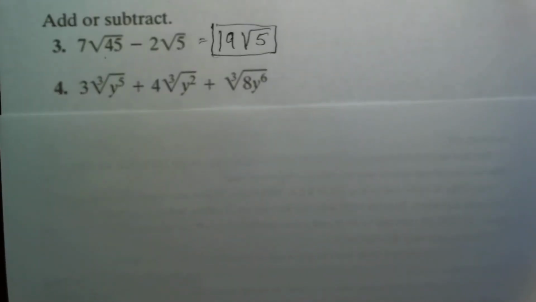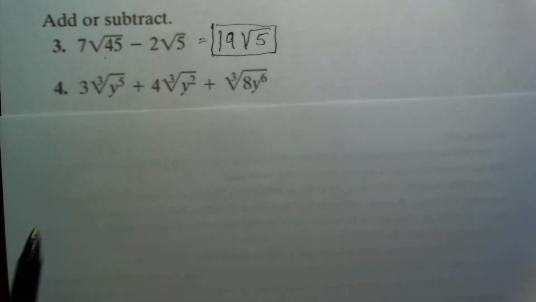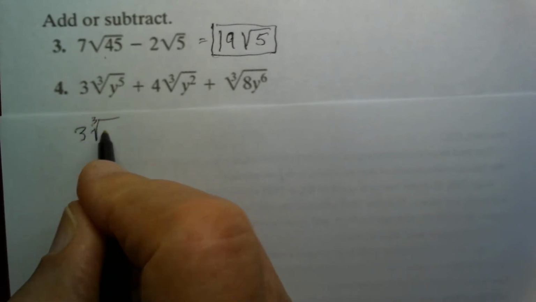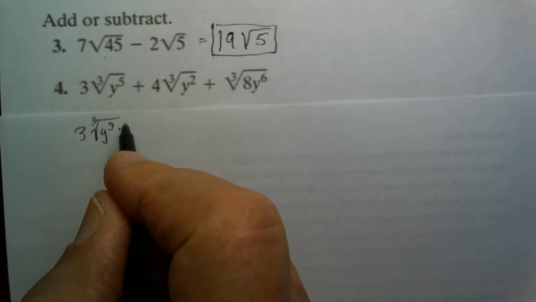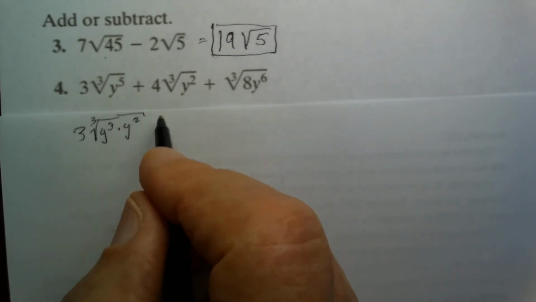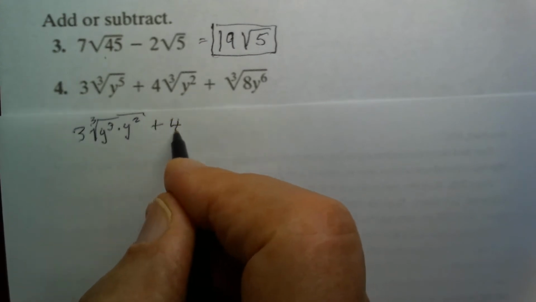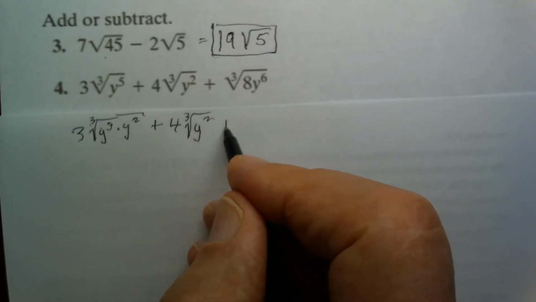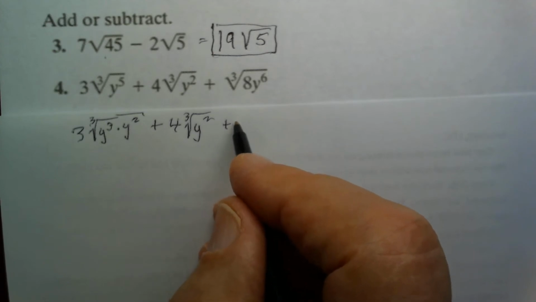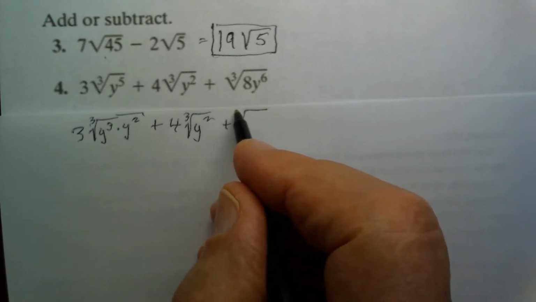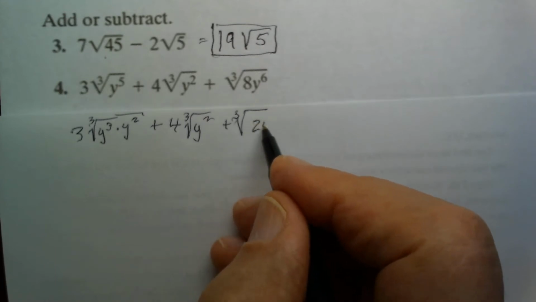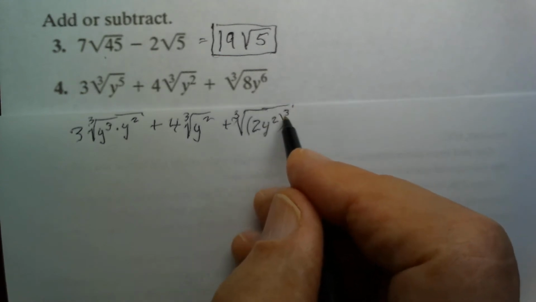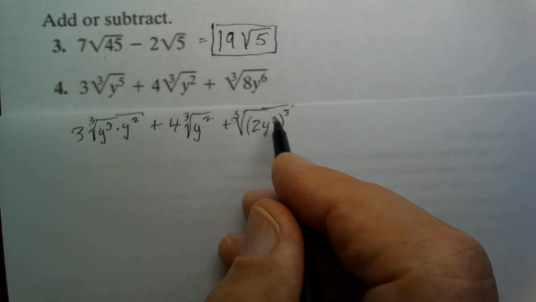To combine the terms in the next exercise, we have to be a little bit creative here. And so we write the first term as 3 third root of y to the third times y squared. And we leave the second term the way it is, 4 third root of y squared. And the last term, we can rewrite the radicand as 2y squared to the third power. Y squared to the third power is y to the 6th, and 2 to the third power is 8.